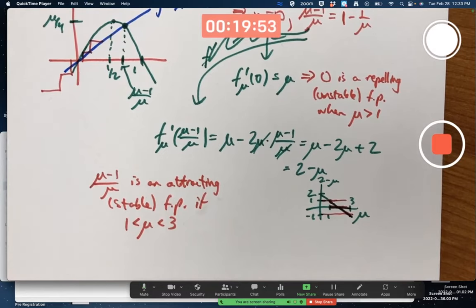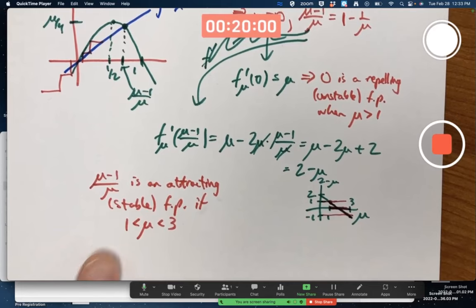Well, okay. That's not quite right. For sure, it's repelling if mu is strictly bigger than 3 or strictly less than 1. Actually, when the derivative has an absolute value equal to exactly +1 or exactly -1, we don't officially yet have a theorem that tells us what happens. And in fact, in general, different things can happen depending on the example when the derivative equals exactly +1 or -1.